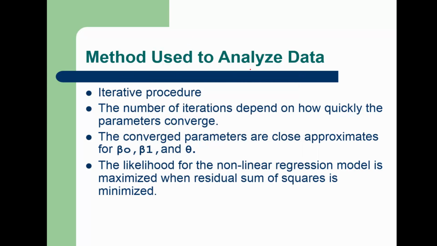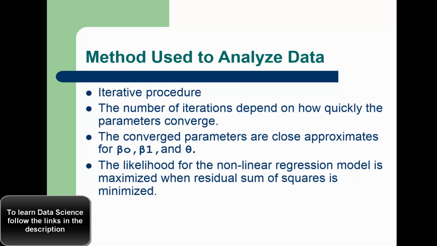So what are the methods to be used to analyze this data? The method that is to be used is to iteratively find it out. Just put in the data that we have with us and find the values of these three parameters. So the iterative procedure is one that is very often used. The number of iterations depends on how quickly the parameters converge.